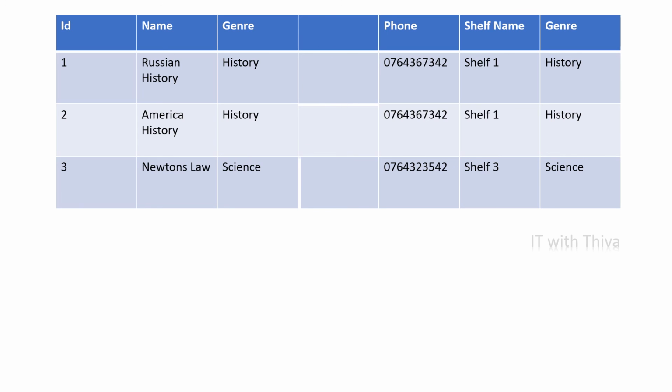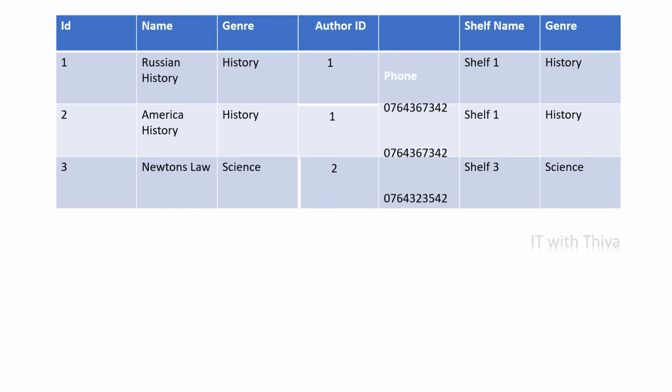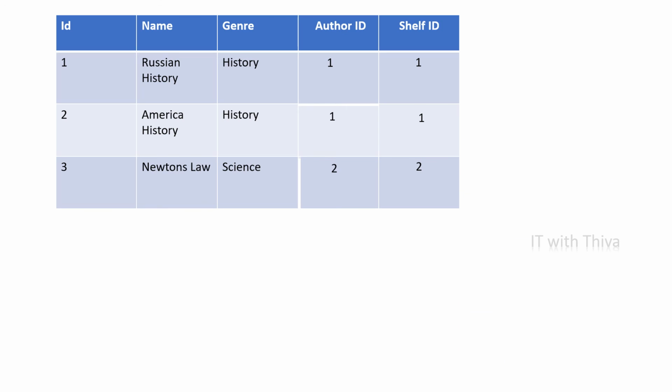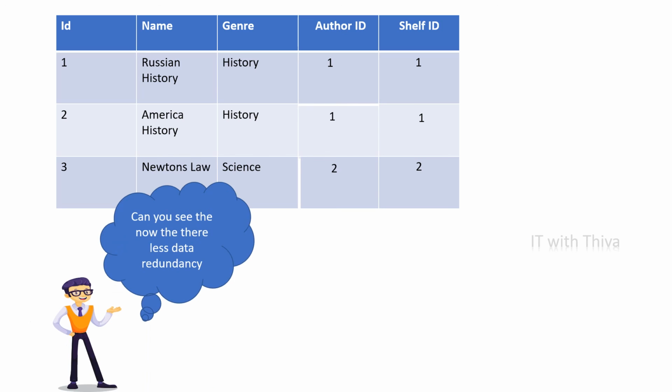But if we use three tables to store authors separately, shelves separately, and books separately, then we can have less data repetition, which is less data redundancy.